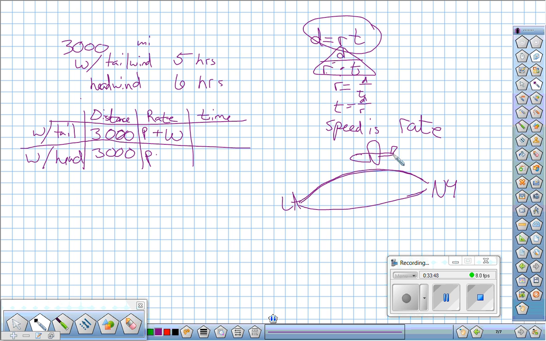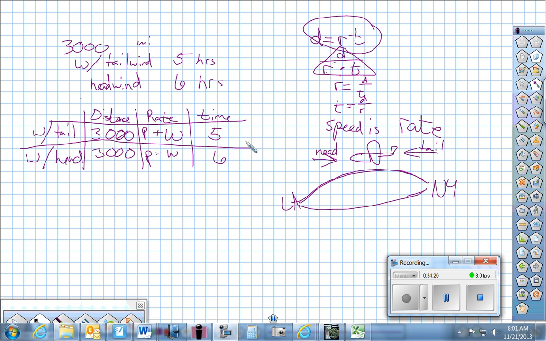Sorry, I'm trying. A headwind means that the wind is coming from the direction against the plane, and a tailwind, on the other hand, would be pushing it. So they're going the same direction and opposite direction. When I'm going in opposite directions, I have to subtract the speed of the wind. I am told the time. With the tailwind, it's 5 hours. With the headwind, it's 6 hours.